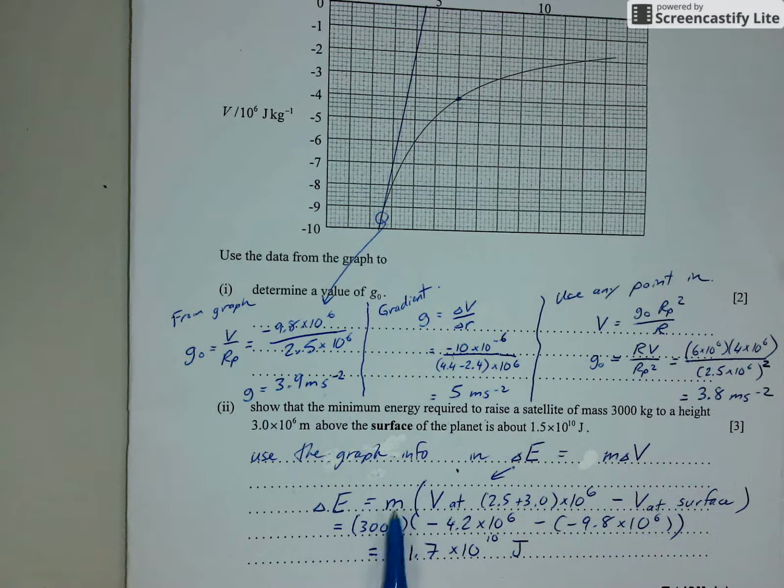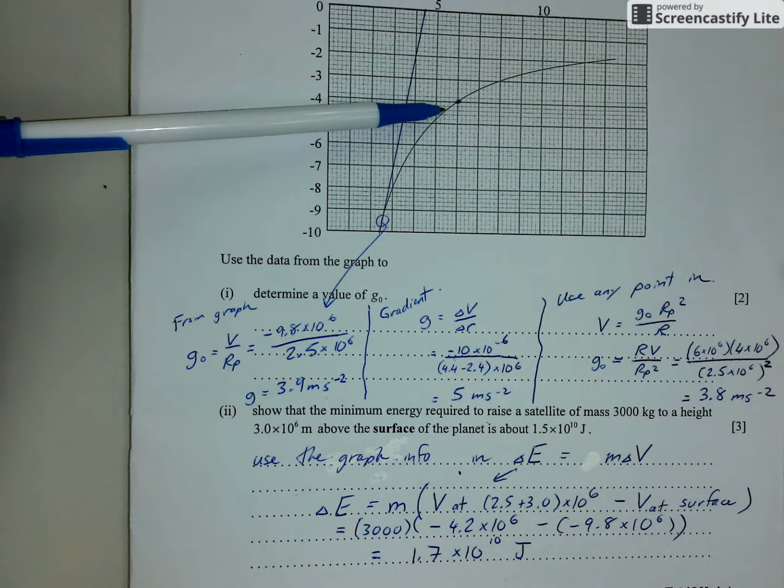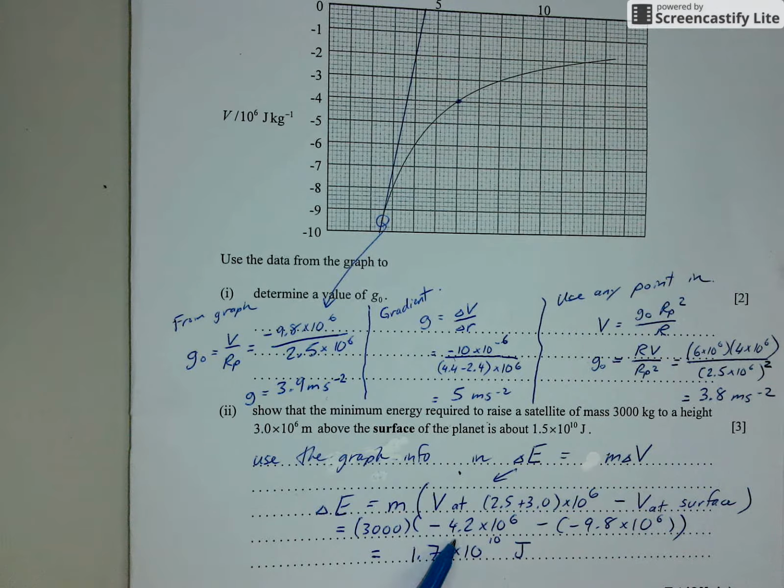So here we're using the change in energy as the mass times the final potential, subtract the initial potential. The final potential then will be the potential at a distance of 5.5 times 10 to the 6 meters from the center of the planet. So going to the graph and looking at 5.5, we can get a value of minus 4.2 times 10 to the 6 for that location, and then at the surface of the planet we have this value that we already used here. When we do this subtraction, the double negative ends up becoming a positive and gives us an overall positive value for the change in energy, which is what we are expecting because there is a net gain of gravitational potential energy in this situation.